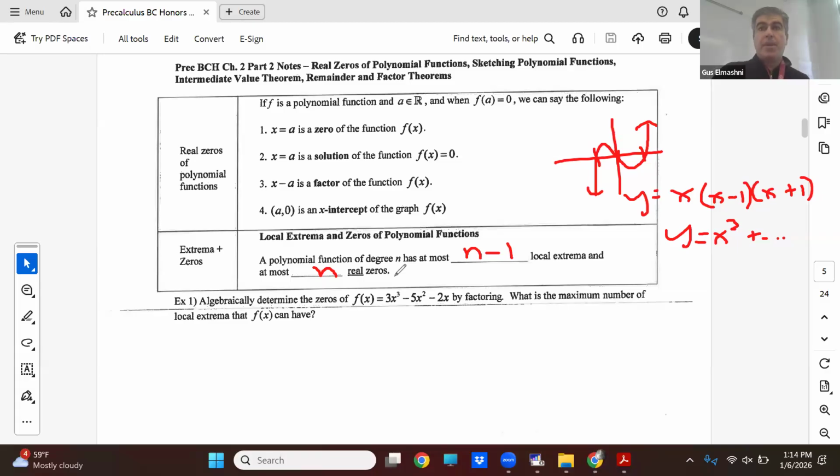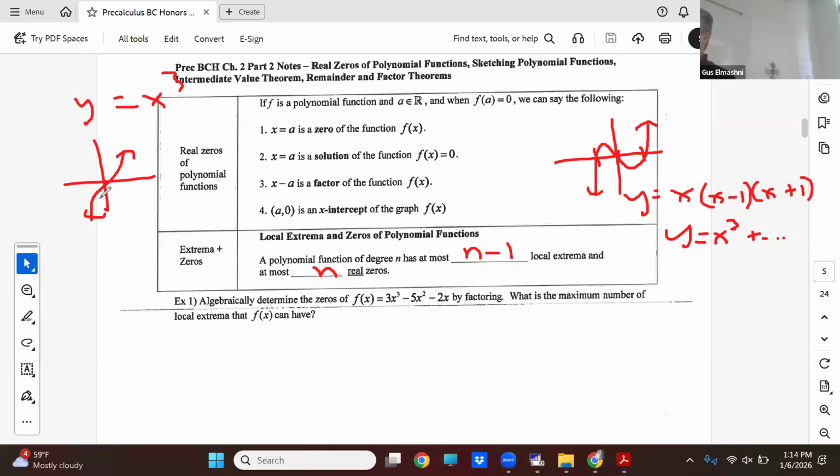Granted, some of these zeros could repeat, and that's when we get bouncing. Graphs could bounce off the x-axis. Or you may not get n minus 1 local extrema. For example, y equals x cubed looks like this. Are there any high points or low points here? There's zero extrema. This is always increasing. So you may get none. That's a possibility. And obviously this has one x-intercept.